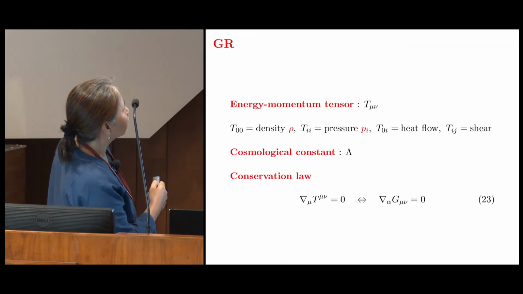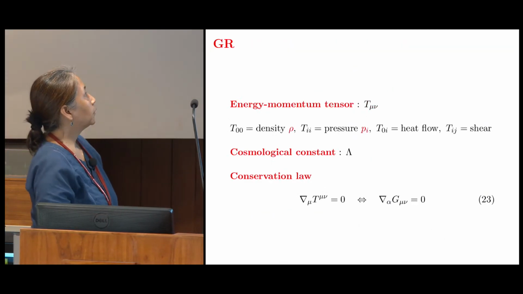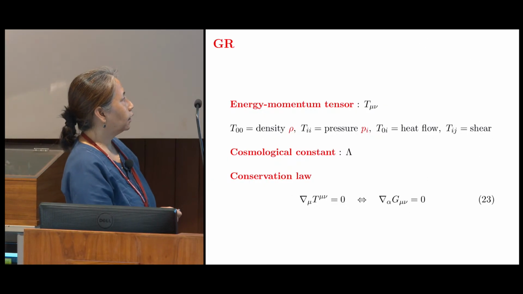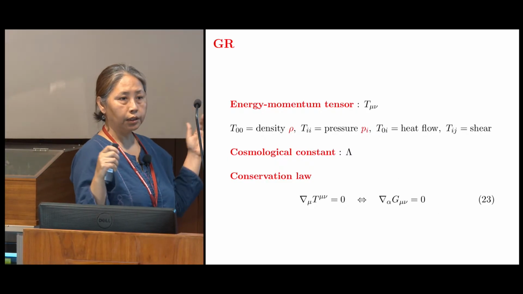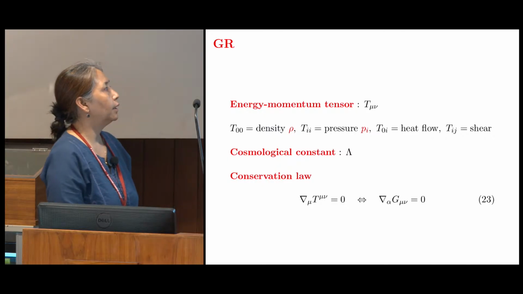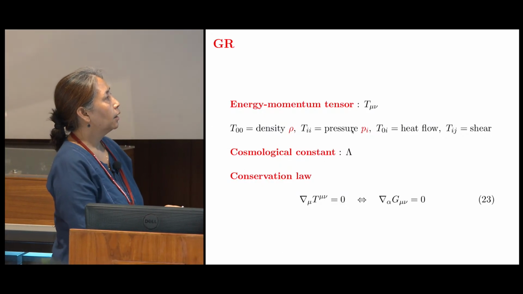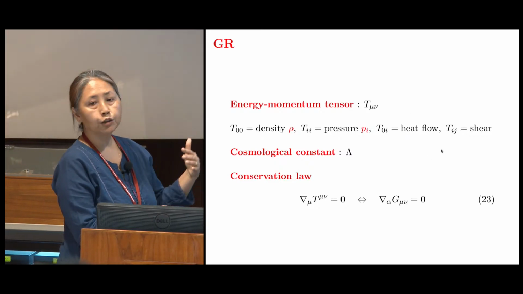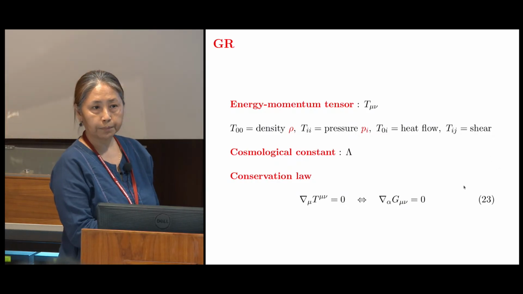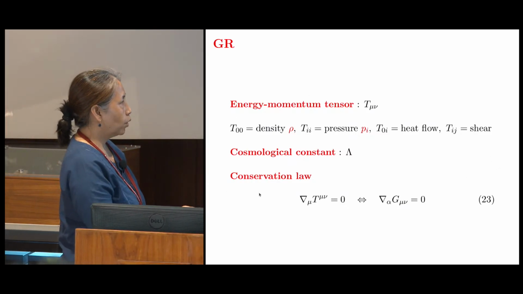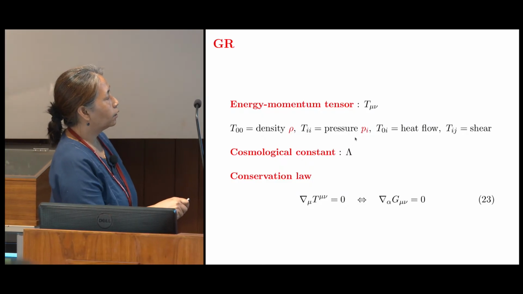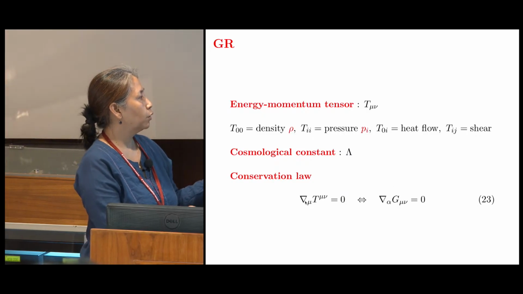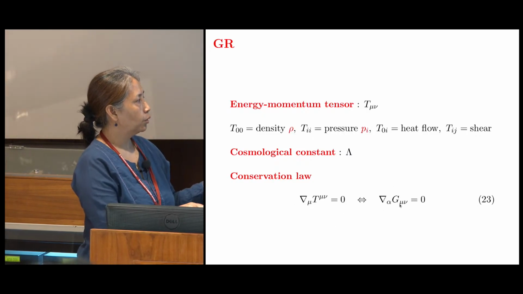I moved in the wrong direction. Okay. Then the other thing we need is the stress energy tensor. The stress energy tensor is a 4x4 matrix which contains all the information about energy, pressure, heat flow, and the exchange of energy between different directions. Okay, so this is the quantity, and lambda is the cosmological constant, and the conservation law I just now explained to you, that the covariant derivative should be 0.